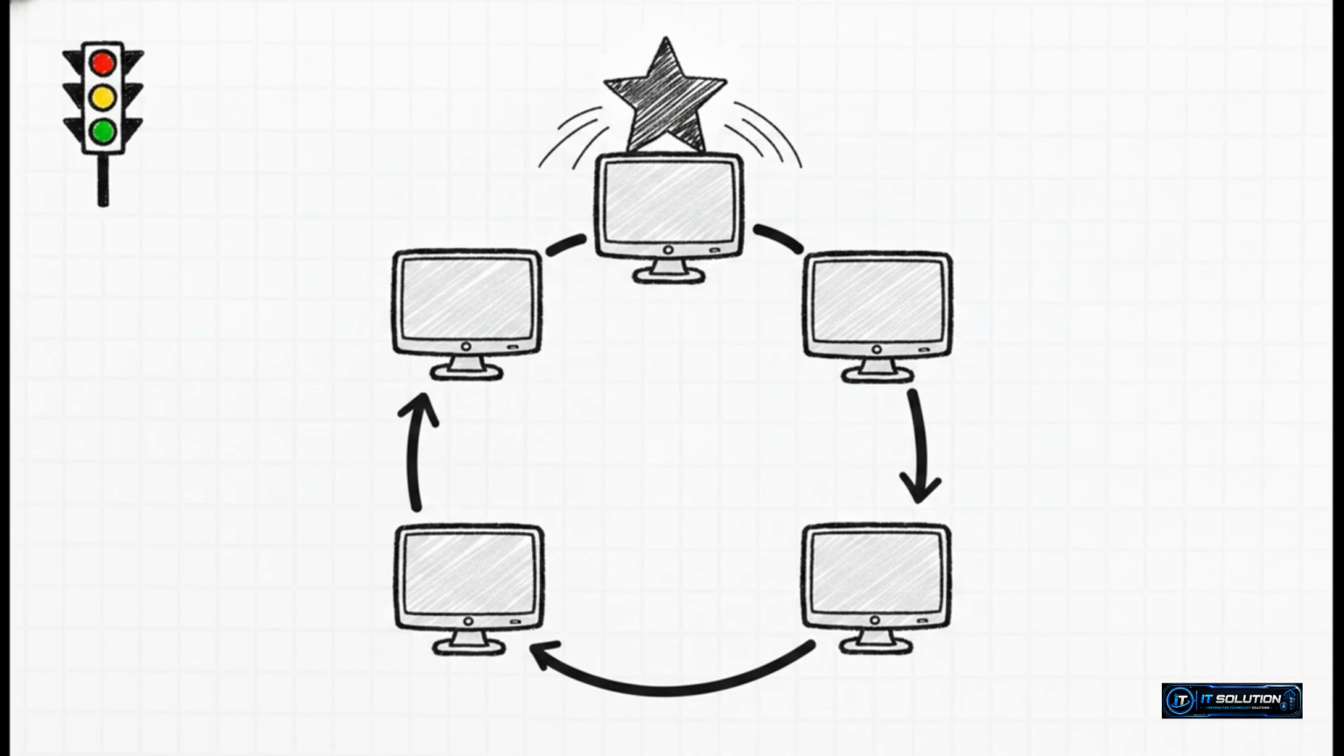Now, totally opposite to those contention methods where everyone's fighting for the mic, older controlled access systems use what's called deterministic access. Think of it like a strict traffic light. In legacy setups like Token Ring, an actual digital token was passed around in a circle. You could only transmit if you were holding the token. It gave every single node a scheduled, guaranteed turn to speak with zero risk of collisions.